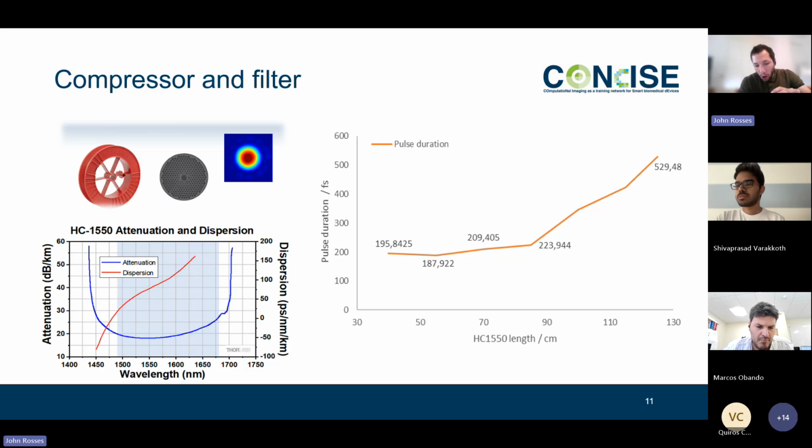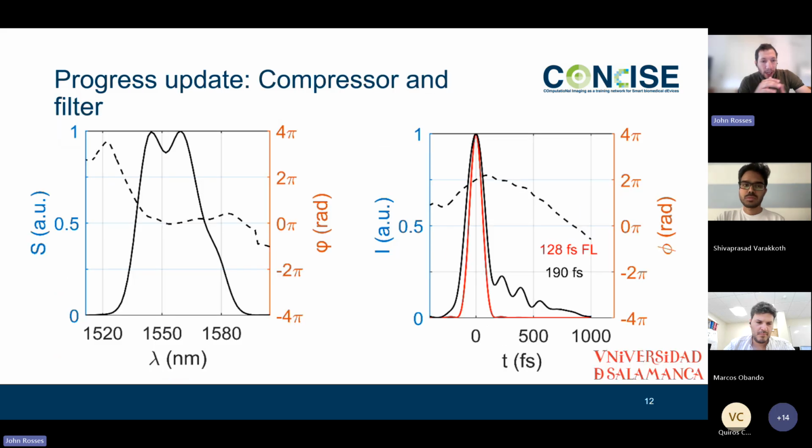Finally, because it's a hollow core, we don't produce any other nonlinear effects that could modify our spectral and temporal characteristics. So this fiber is perfect just to compress the pulse. And finally, we have here the spectrum that we obtain at the end of the hollow core fiber.